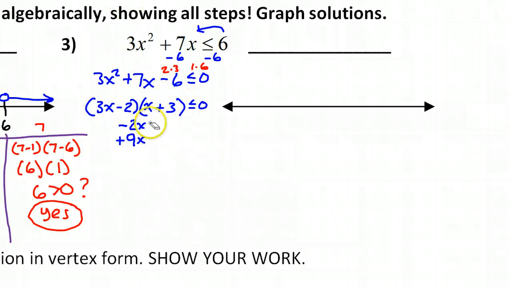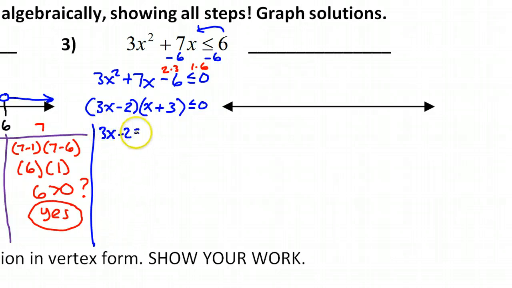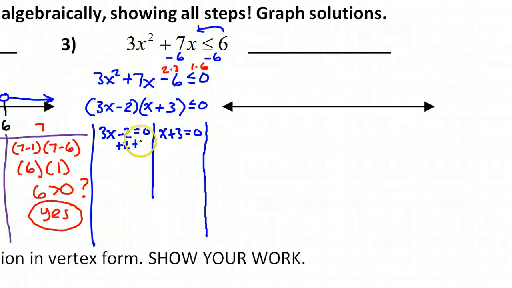Now I need to set these equal to 0. So I need to do 3x minus 2 equals 0, and x plus 3 equals 0. Because I will add 2 to both sides, that gives me 3x equals 2. Then I will divide by 3, so I get x equals 2/3. This is one of my solutions.